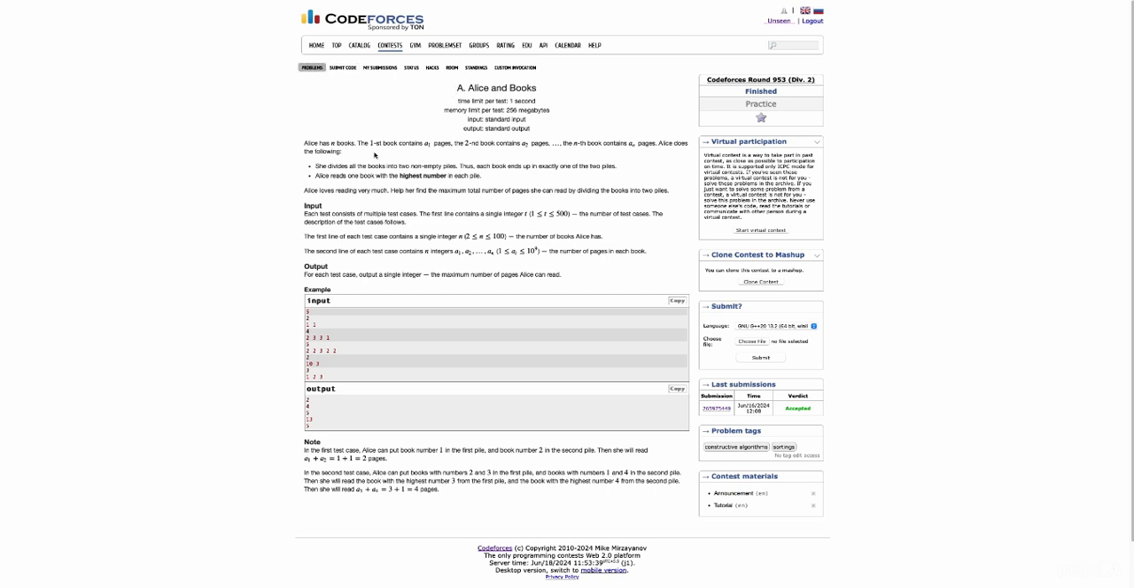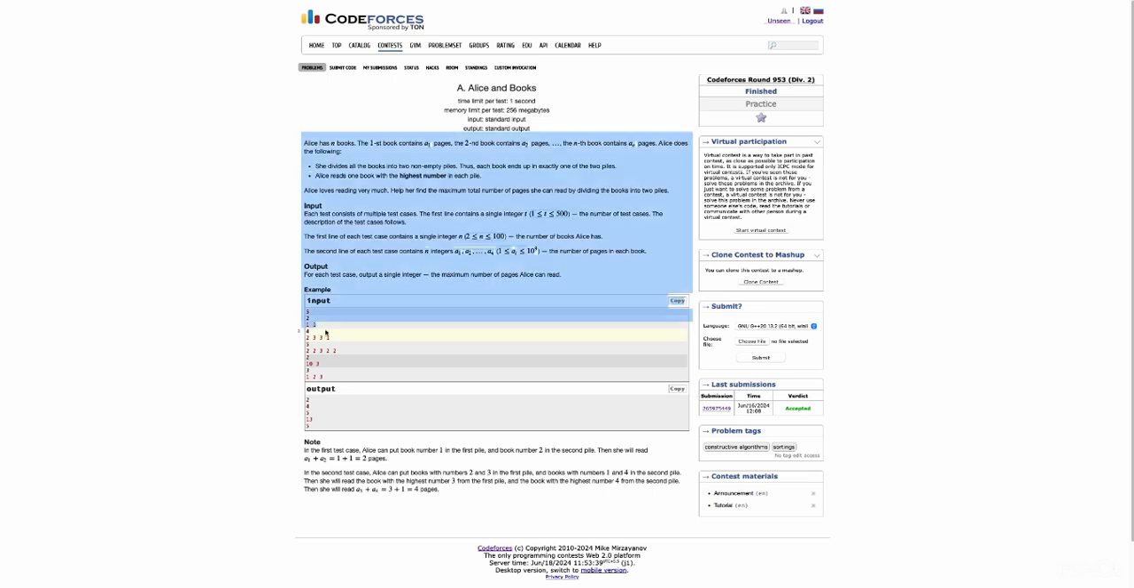Alice has n books. The first book contains A1 pages, the second book contains A2 pages, and so on. And she divides all the books into two non-empty piles. Thus, each book ends up in exactly one of the two piles. Alice reads the one book with the highest number in each pile. Okay, so there are two piles, and we have to divide the total number of books into two piles. And here the number refers not to the number of pages, but to the serial number of the book, right?